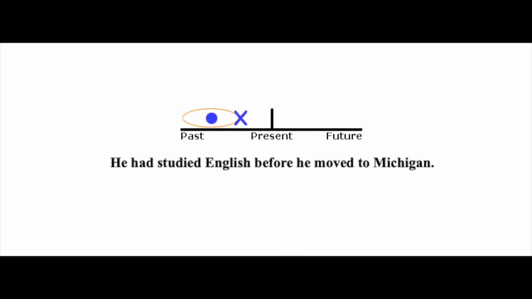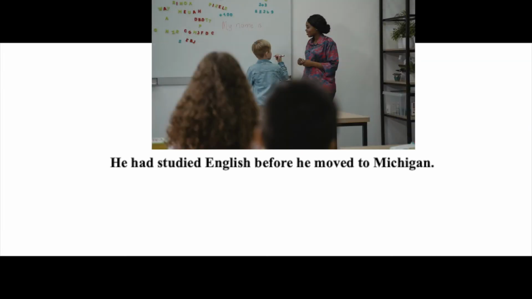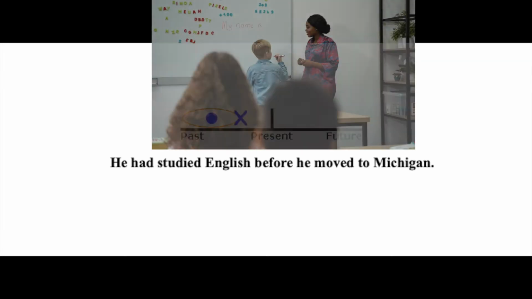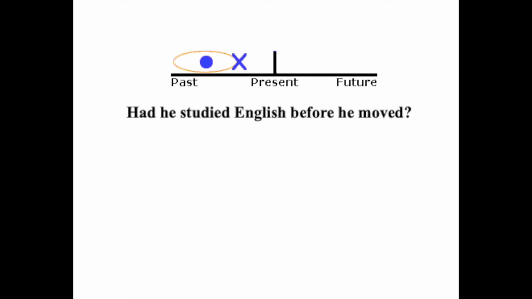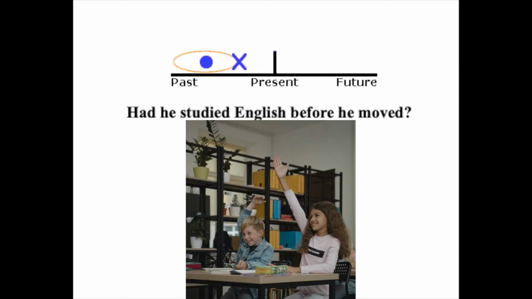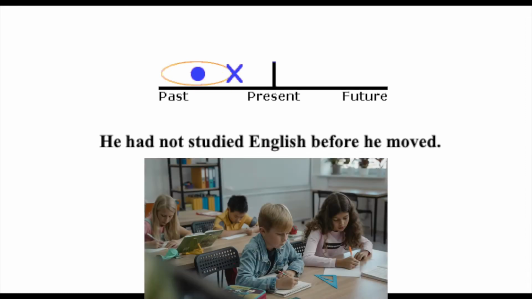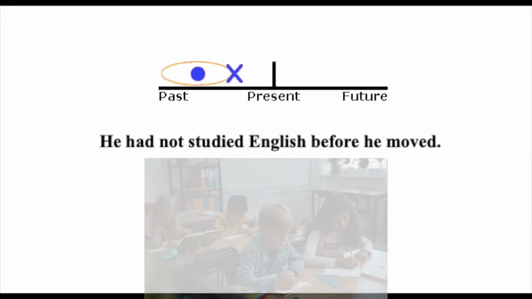Let's make that a little easier. Let's look at this. A positive statement would be, he had studied English before he moved to Michigan. A question would be, had he studied English before he moved? A negative statement, he had not studied English before he moved.